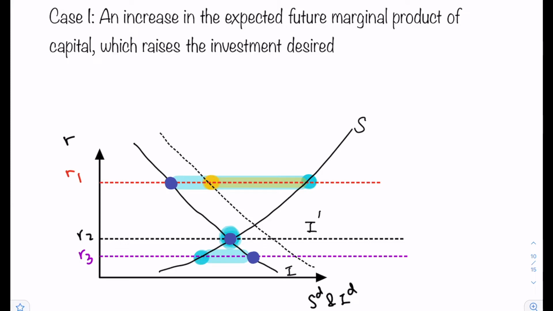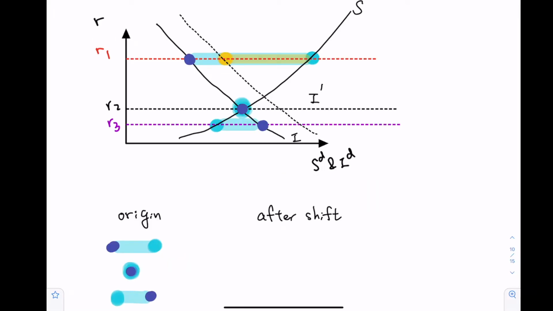How about for the country that faces the world real interest rate that is R2? Well, it turns out that the economy will move from the position with zero international lending and borrowing to a position where its investment now becomes greater than its savings. In other words, it moves from an economy with no borrowing nor lending to an economy that now has net borrowing.